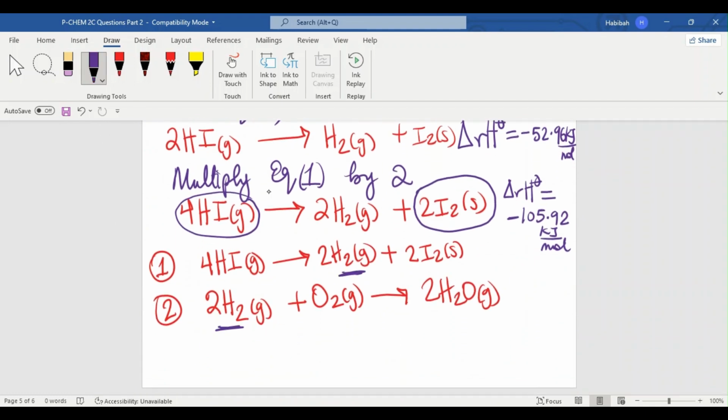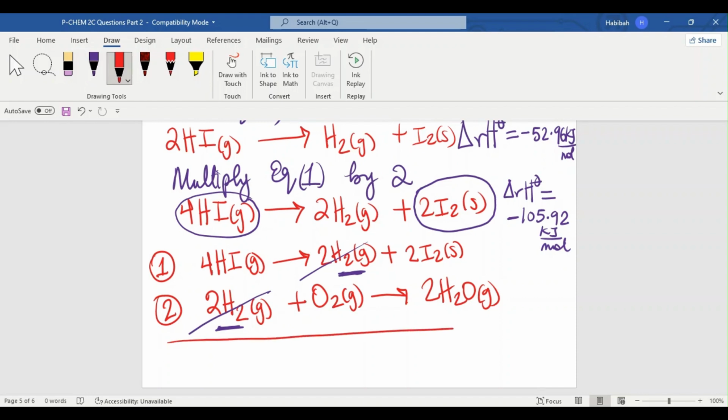Anytime you have a situation, I've underlined 2H2, where a molecule in particular is appearing on both reactions on opposite sides of the equation, you have to take a good look at them. So you have a situation where in equation 1, 2H2 gas is on the product side, and then in equation 2, 2H2 gas is on the reactant side. That means they basically oppose each other. So all you have to do is just cancel them out. And hence you can now write your updated reaction for 3.